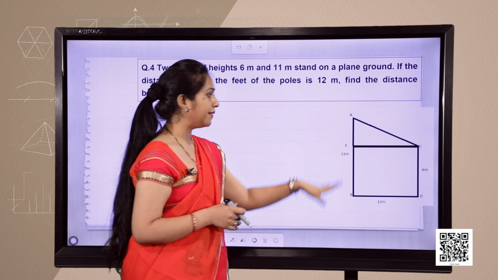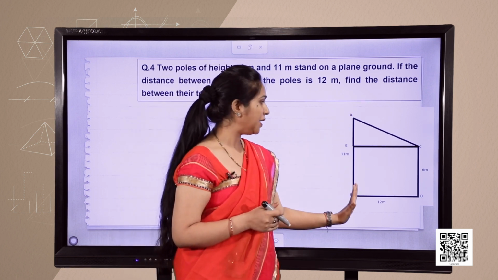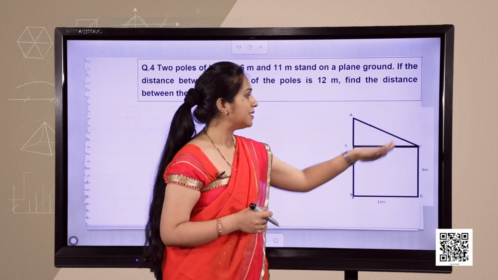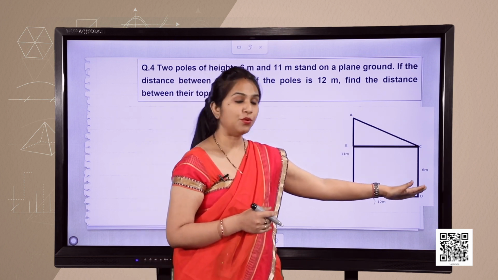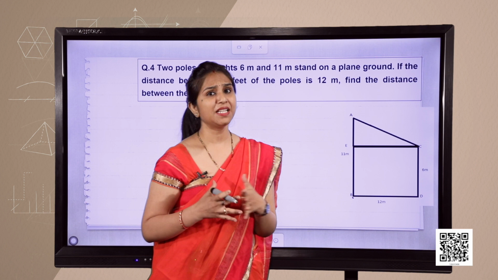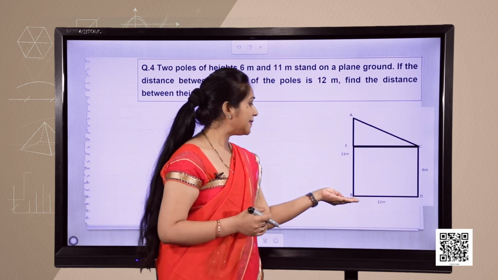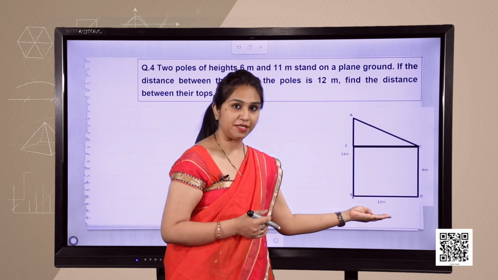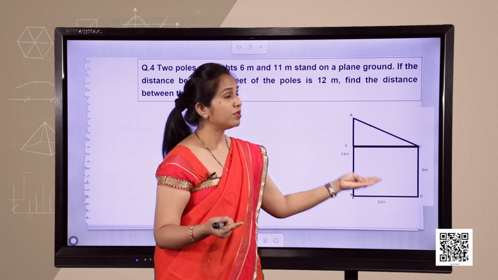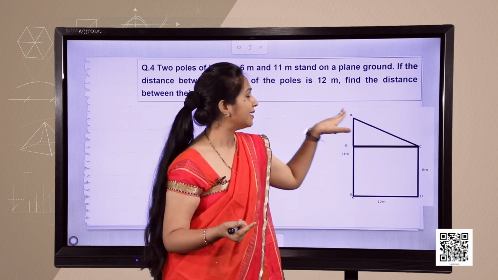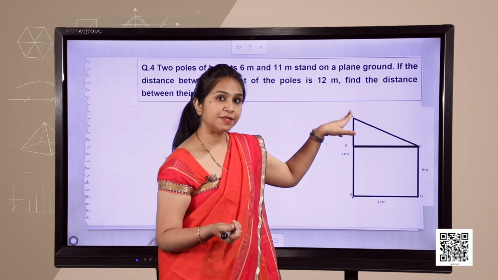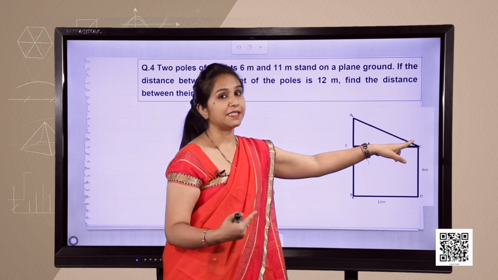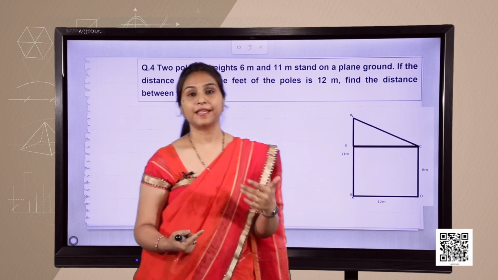So you can see the diagram, there are two poles. Say this is AB, and the length of the bigger pole is 11 meter, and there is another pole CD, and the length of that second pole is 6 meter. It is given that the distance between the feet of the poles is 12 meter. We have to find the distance between their tops, that is A is the top of the first pole and C is the top of the second pole. So you need to find the distance between them, that is length AC.